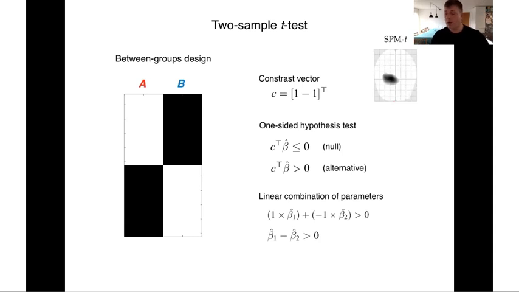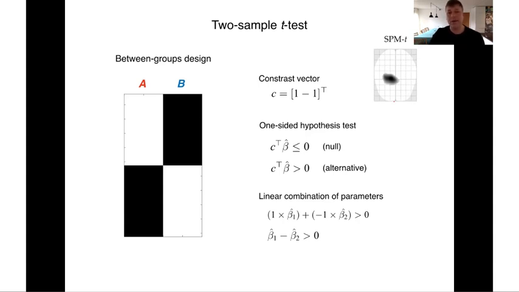So an example of a t-test is the two-sample t-test. So this would be a between groups design where we would have, say, patients versus controls. This could be patients, say, with schizophrenia versus healthy controls. And we could then use a contrast vector, 1 minus 1, to compare the effect between groups, to test, for example, whether the effect in patients is larger than the effect in controls.